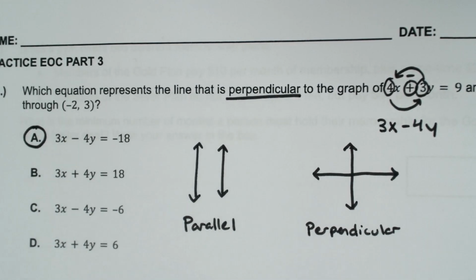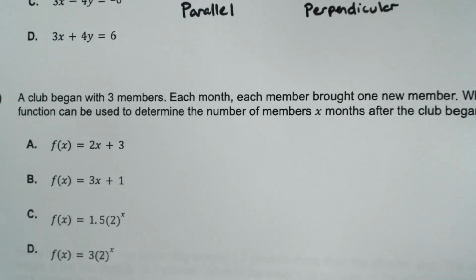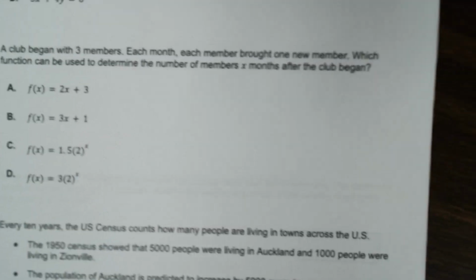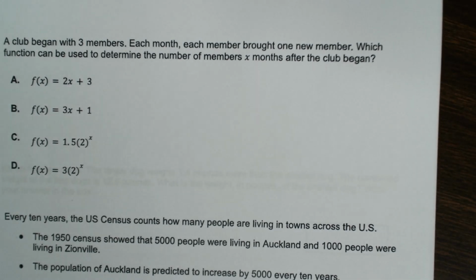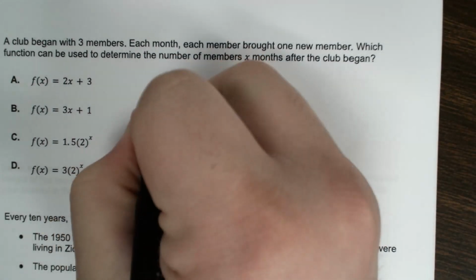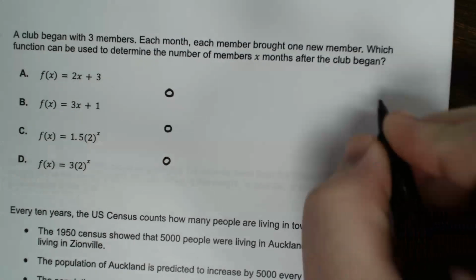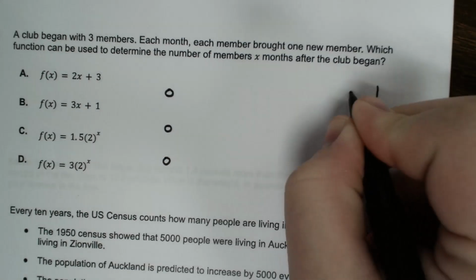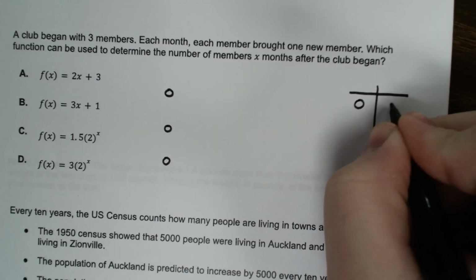Questions on number 21? Okay, number 22. A club began with 3 members. Each month, each member brought 1 new member. Which function can be used to determine the number of members x months after the club began? I'm going to draw a little diagram for this. So I've got my 3 people. So it started, so there were 0 months in with 3 people.